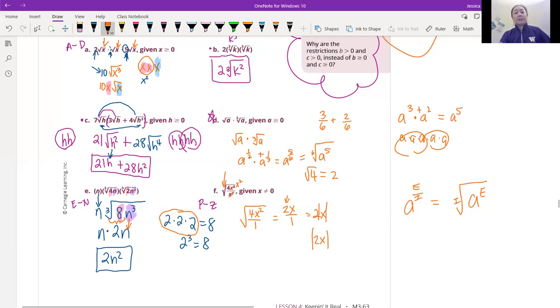So let's take a look. What I like to do is change them back to exponents, because this makes it a little easier to understand, right? So if I change it back to exponents, remember that the square root of a is a to the 1/2 power. That's the same thing. And the cube root of a is the same thing as a to the 1/3 power. So far, okay?